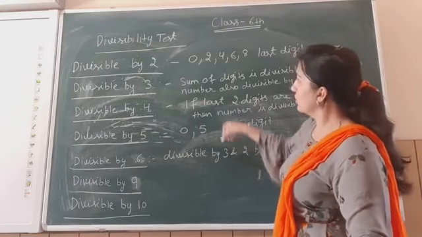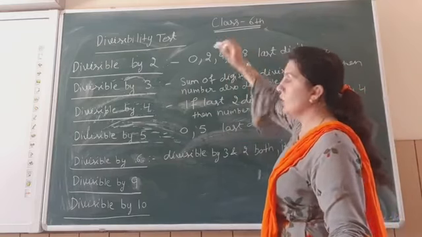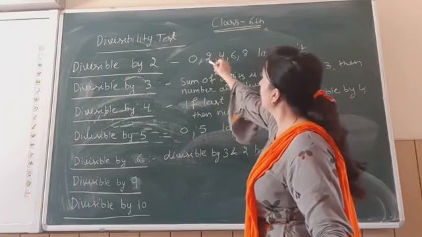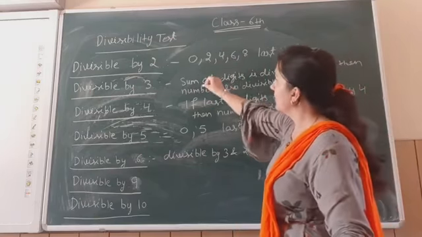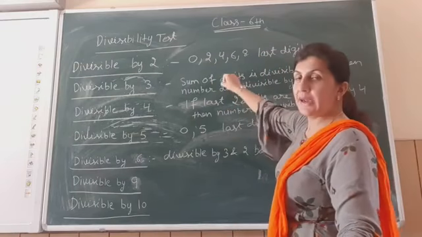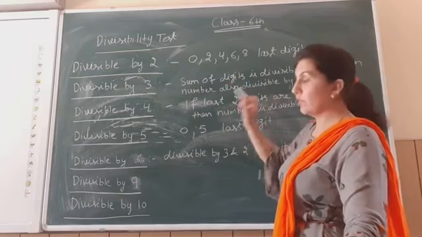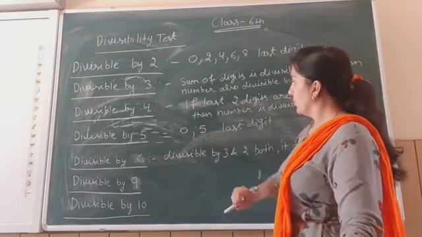So, we know how to check divisibility by 3 and how to check divisibility by 2. For divisibility by 2, a number having last digit 0, 2, 4, 6 or 8 will be divisible by 2. For divisibility by 3, if we add the digits of the number and the digit sum is divisible by 3, then the number is also divisible by 3.